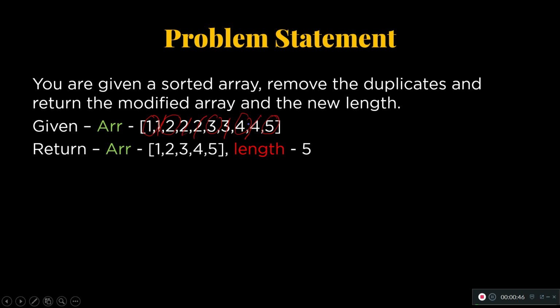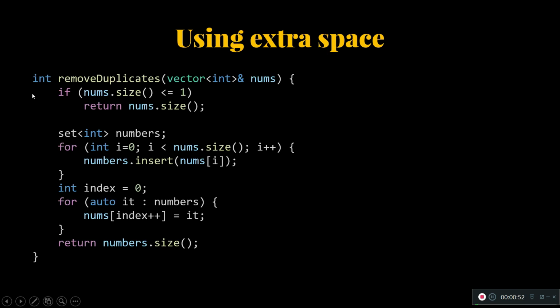So one simple approach can be by taking an extra space. This is the function's signature. We have a function which takes a vector of numbers of type integers, and we have to basically remove the duplicates and return the array.